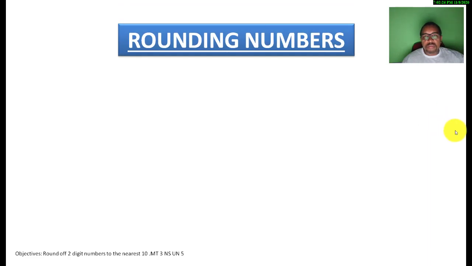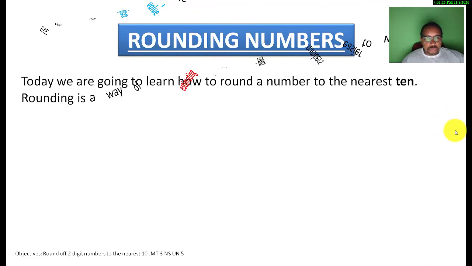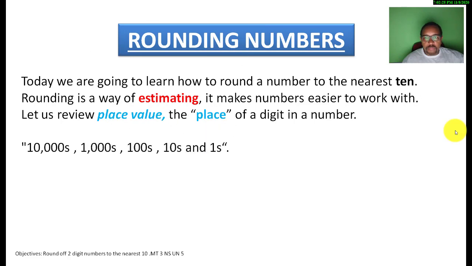Continuing rounding numbers. So today we're going to learn how to round off a number to the nearest 10. As I said before, rounding is a way of estimating. It makes numbers easier to work with. But before we go into that, we're going to review the place value or the place of a digit in a number. Remember when we were doing addition and subtraction and place value and value? We spoke about ones, tens, hundreds, and so forth.